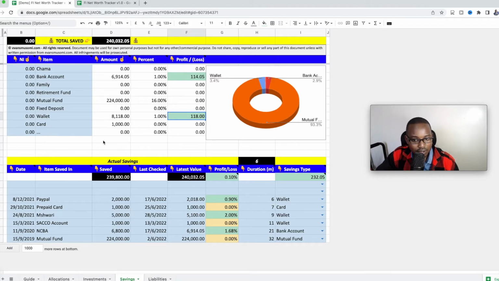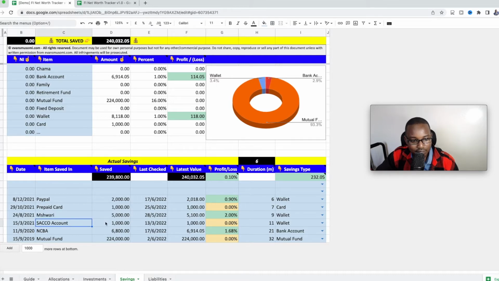In terms of tracking, it's the same thing. So this is where he indicates the individual account. In 2019, he set up a mutual fund, and so far, this is the amount saved there. Then he has a bank account with NCBA that he's had for 21 months. So this is something he started in 2020, and the latest value is this. There has been a little bit of interest.